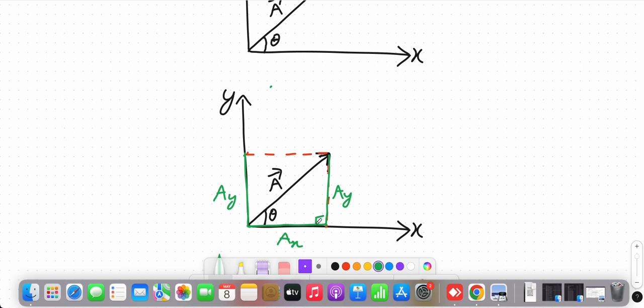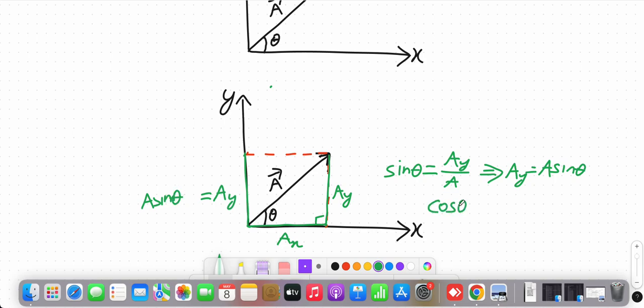In this right angle triangle, sin theta is equal to AY by A. That implies that AY is equal to A sin theta. So here AY is A sin theta and cos theta is equal to AX by A. So AX is A cos theta.